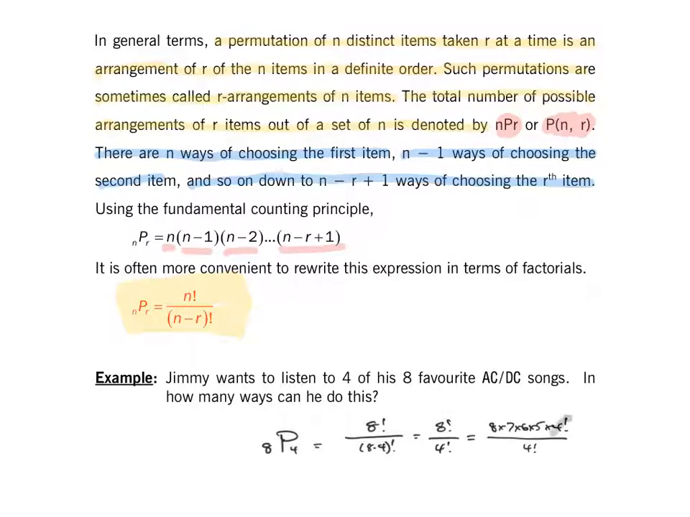So we're going to get chop, chop. And then we have 8 times 7 times 6 times 5. So that's going to be 40 times 42, which is going to be 1,680 ways. So that's the number of ways he can listen to 4 of his favorite 8 AC/DC songs. Okay? All right.